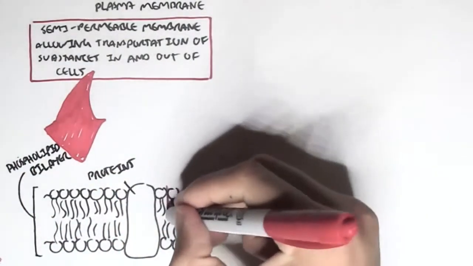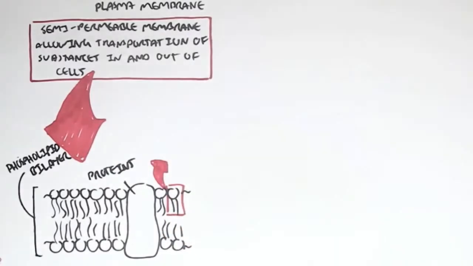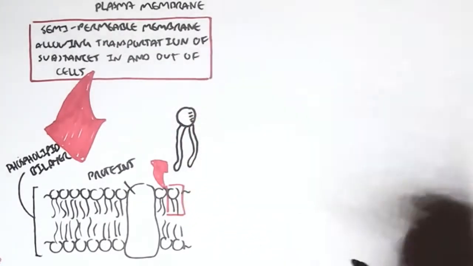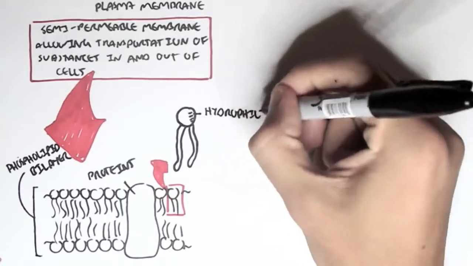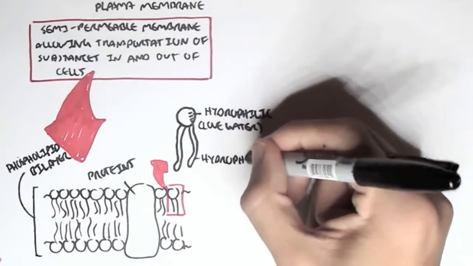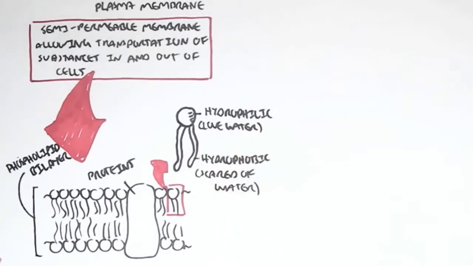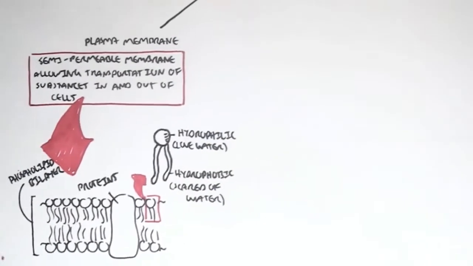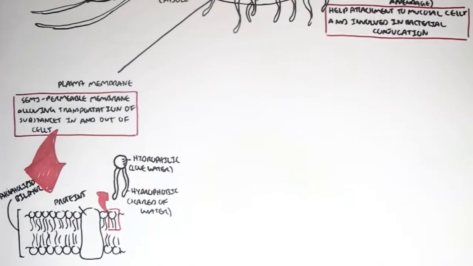The phospholipid bilayer is made up of molecules known as phospholipids. A phospholipid has a hydrophilic region, which means a region that loves water, hydro as in water, philic as in love, and also has a hydrophobic region, hydro as in water and phobic as in scared. This characteristic of a phospholipid basically enables it to form the phospholipid bilayer. And so that's for the plasma membrane.